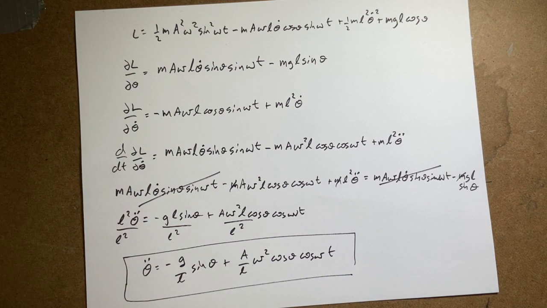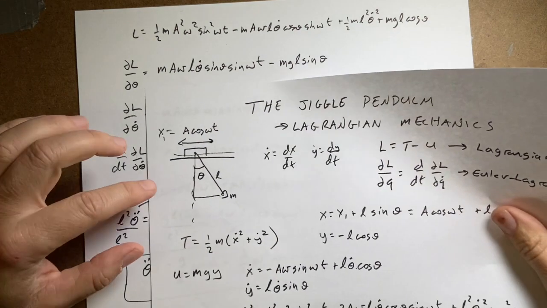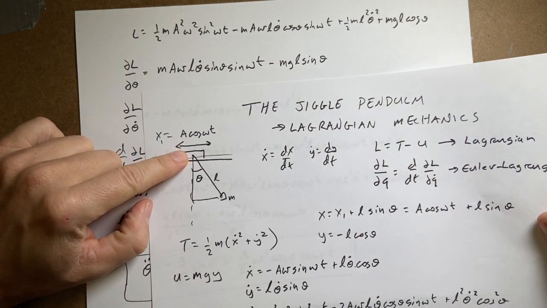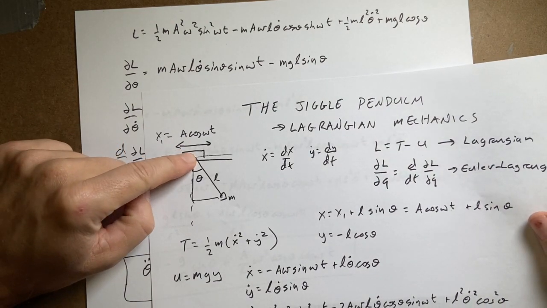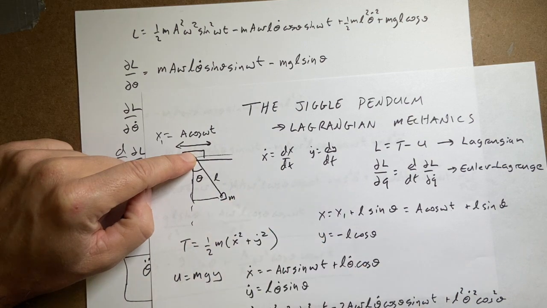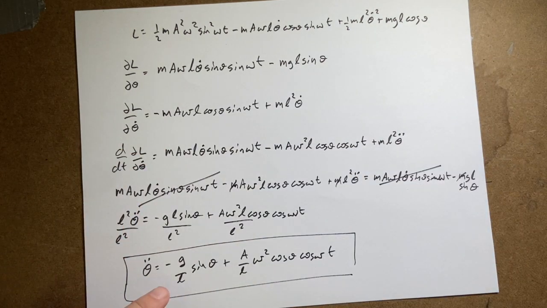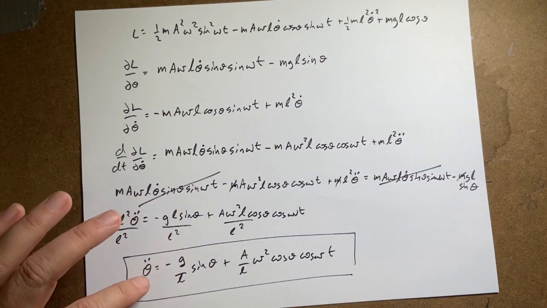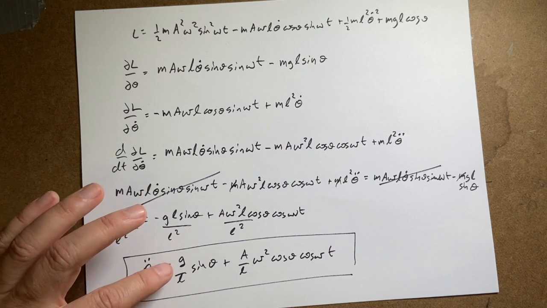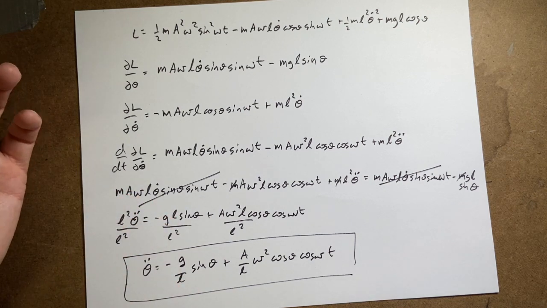Is that right? I don't know. Well, let's see. How about this? What if the frequency of the jiggle goes to 0? That means this is just stationary. If that's stationary, this becomes a normal plane pendulum. And I actually know from a previous problem, theta double dot for a normal pendulum is negative g over L sine theta. So that's good.